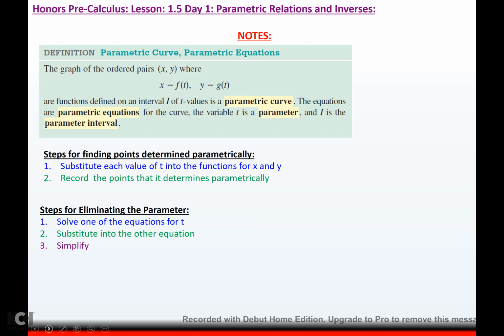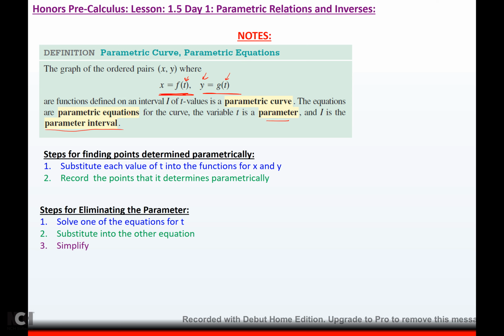The graph of the ordered pairs (x, y), where x equals f of t and y equals g of t. What this means is you have a function in terms of x and t, and you have a function in terms of y and t. Our functions defined on an interval I of t values is a parametric curve. The equations are parametric equations for the curve. The variable t is the parameter, and I is the parameter interval.